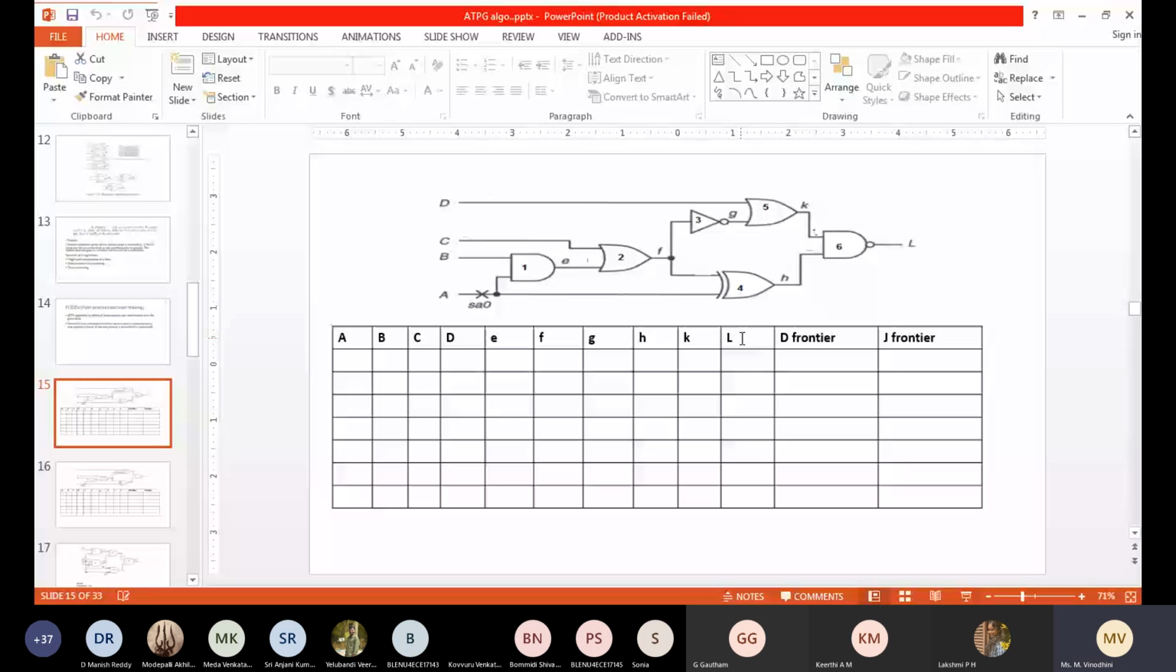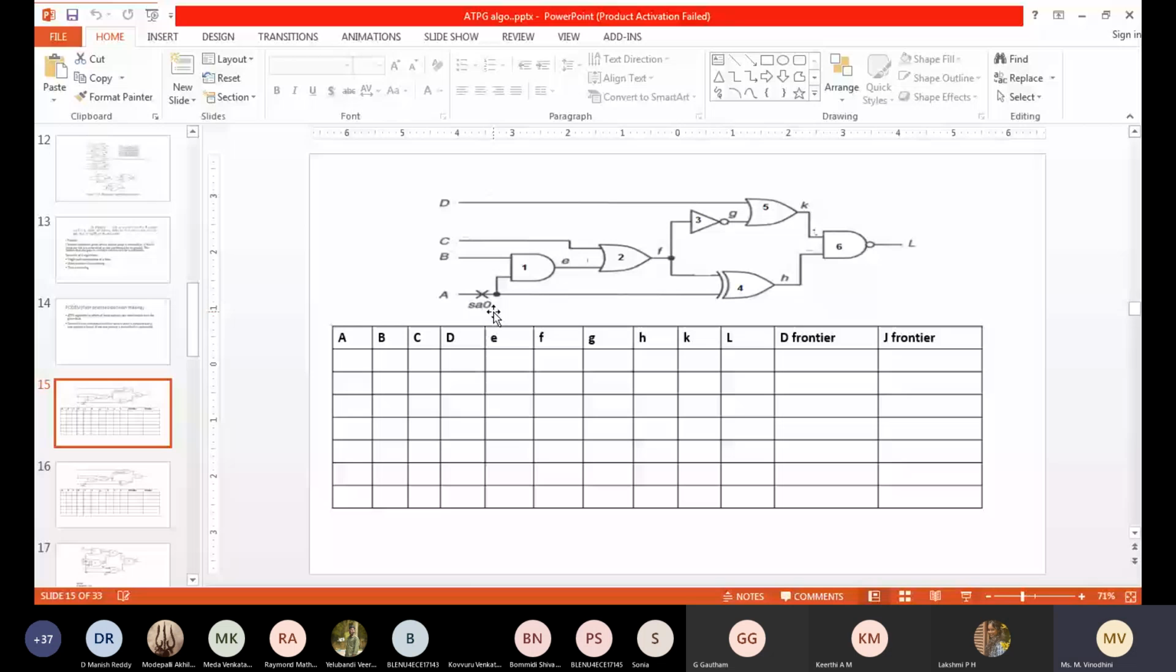Then in this table, you need to fill in the values. Even here we are going to follow the three procedures: activation, propagation, and line justification. For activation, the fault is present at A, stuck at 0. How can I activate this fault?